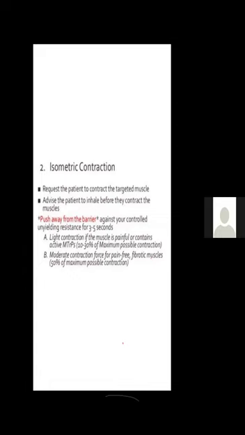So here also there is a light contraction in case of a painful joint, and if there is no pain, if it is pain-free or a fibrotic muscle, then you can give moderate contraction force. Okay, that is the second one, isometric contraction.